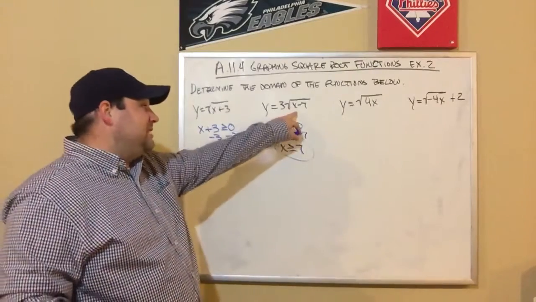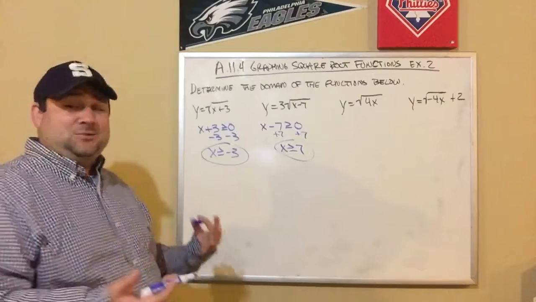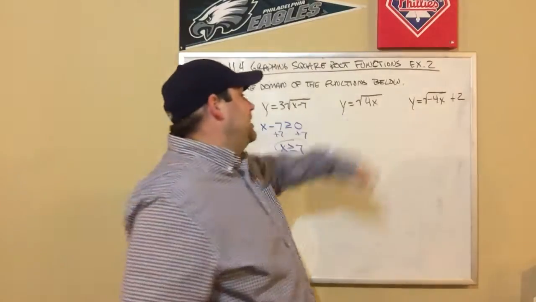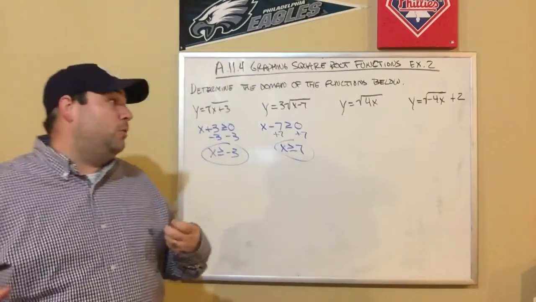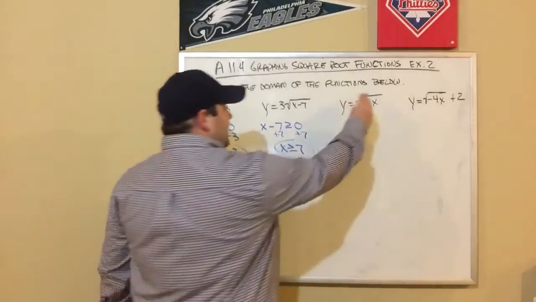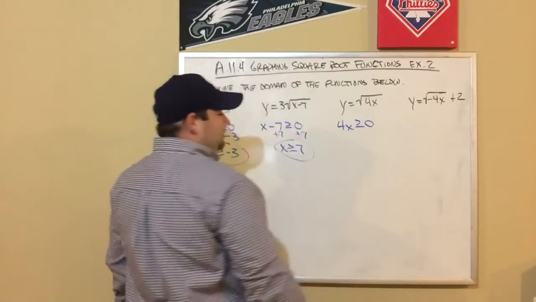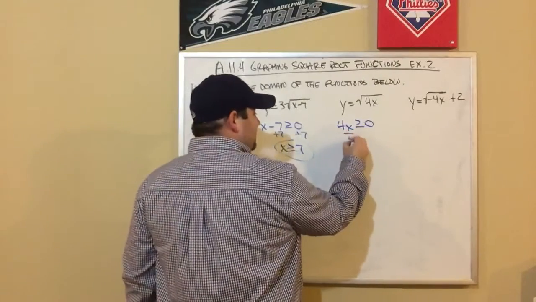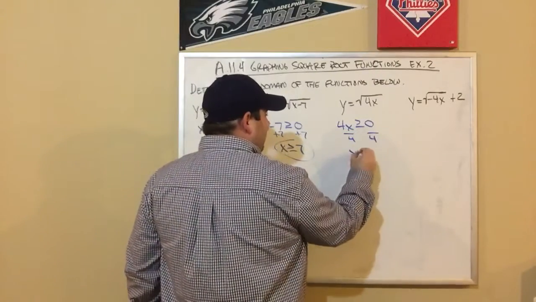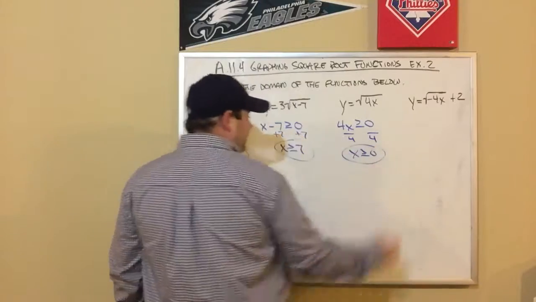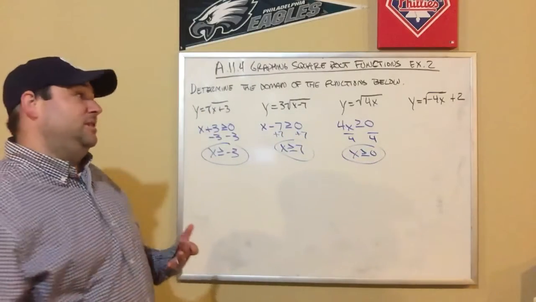If I plug in 6, 6 minus 7 is -1. I can't take the square root of a negative number. Let's look at our next one here. y equals the square root of 4x. So I'm going to take what's under the square root, 4x, and make it greater than or equal to 0. To solve this, I just divide by 4, and I get x is greater than or equal to 0. So x can be 0 and everything greater than it.